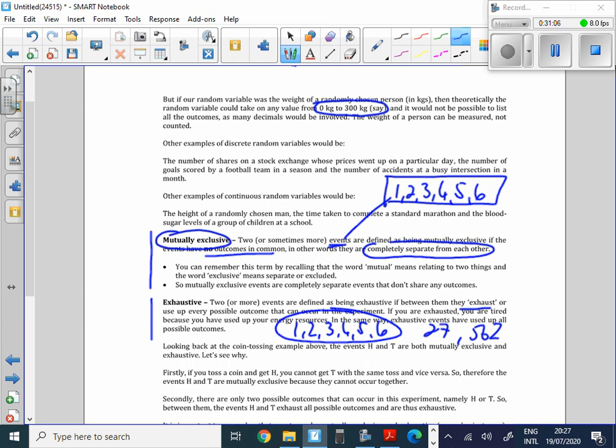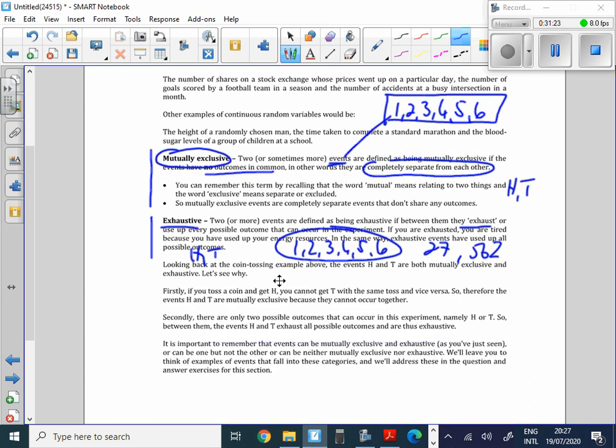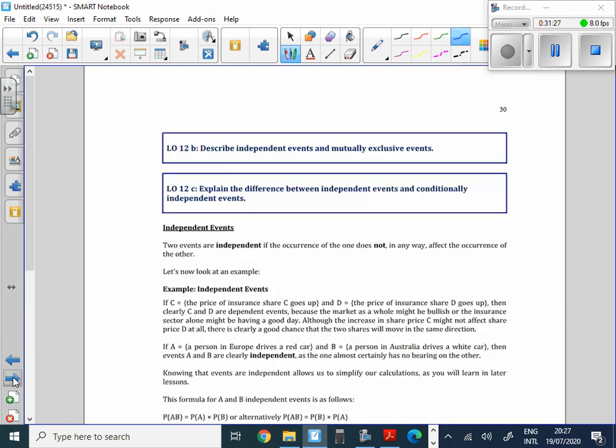If I flip a coin, it's exhaustive. Why? Because it can only be a head or a tail. It's also, when I flip a coin, mutually exclusive. Why? Because it can only be either a head or a tail. It can't be both. So those two definitions are very important, as we'll see as we go forward.